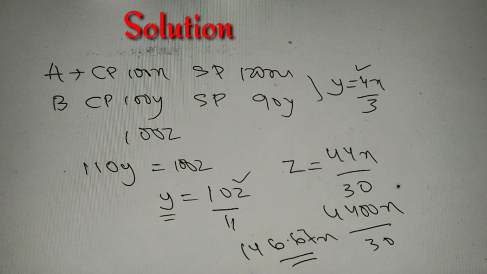Now we have to calculate the profit nearest to. Now the cost price was 100x and the selling price is 146.67x. So the profit is equal to 46.67x, or the percentage is also the same. So that's the benefit of taking the terms in terms of 100. Now the nearest value to this is equal to option B, 47%.